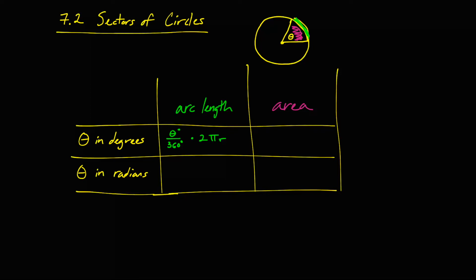Now, if we're looking at it for radians, that's going to be simplified into a much easier formula of s equaling r, the radius, times theta.